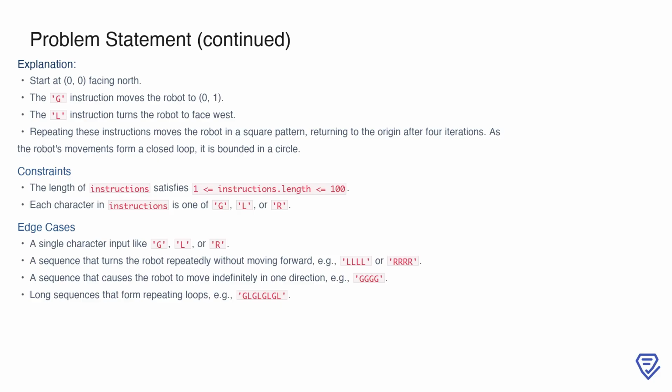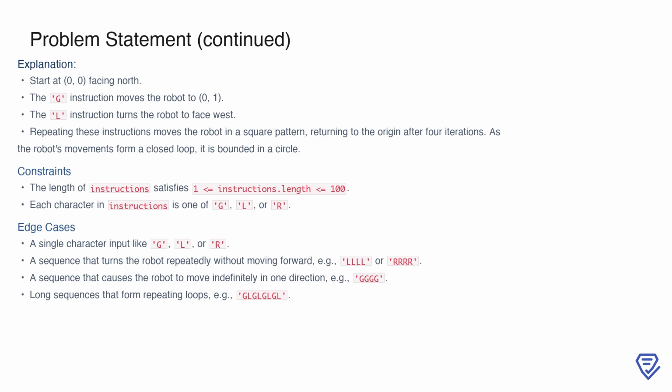If the sequence GL is repeated, the robot's movements trace a square-like pattern. Specifically, after 4 repetitions of GL, the robot returns to the origin, completing a closed loop. Since the robot's movement repeatedly forms this square and it returns to the starting point, the robot is bounded in a circle. Thus, the output for this example is true.